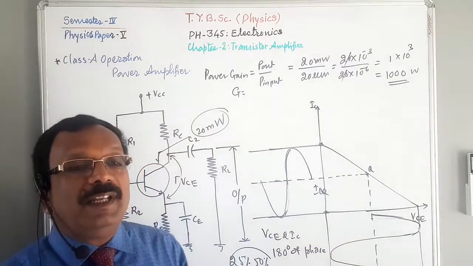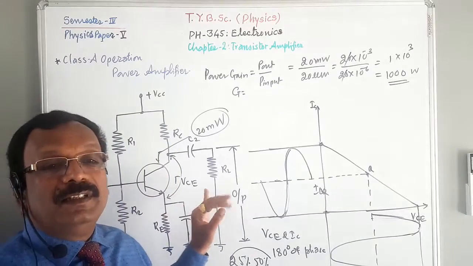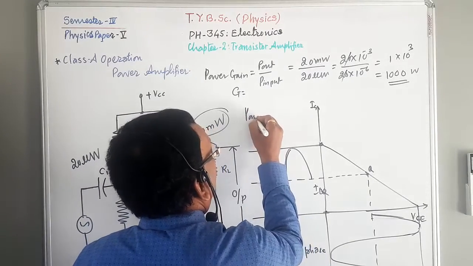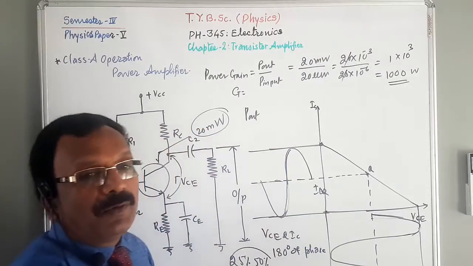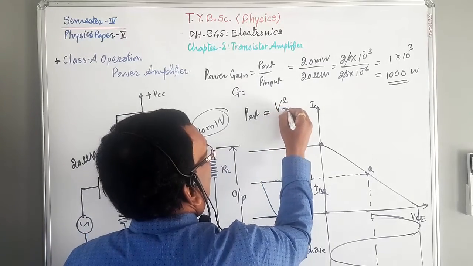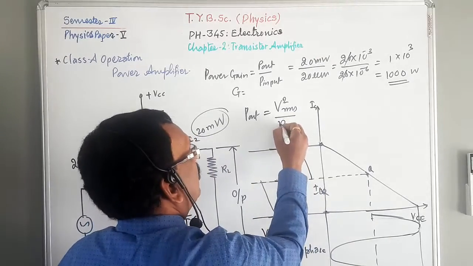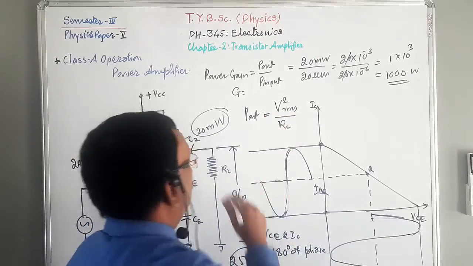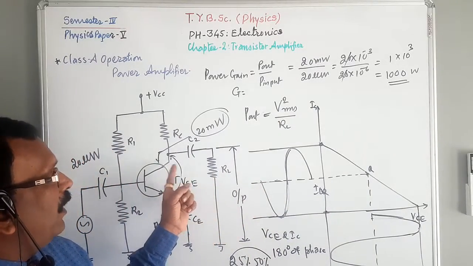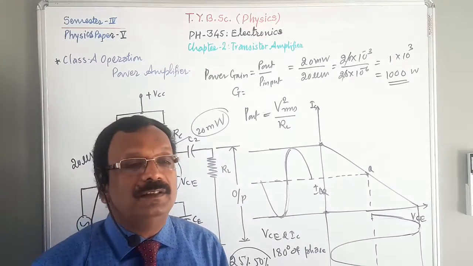Now output power. What is the output power? From this figure, we can easily calculate the output power. Output power P out is nothing but the square of the RMS voltage upon the load resistance. Here this is the load resistance, and output power is equal to the square of the RMS voltage upon RL.